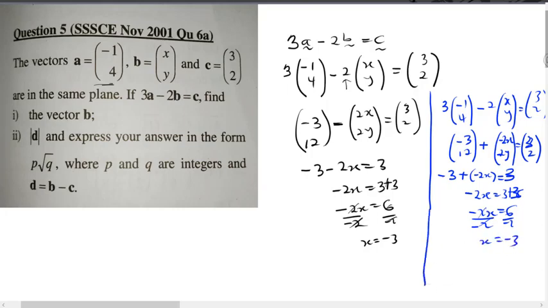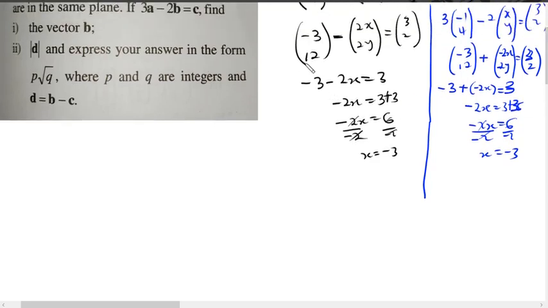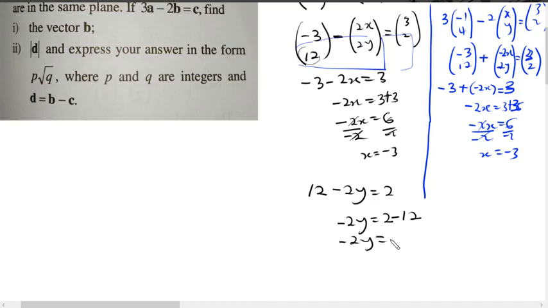So from here you can now find your y. If you consider this, that is the second part of the equation, that is 12. So you have 12 minus 2y equals 2. So you leave the minus 2y here, you have 2, you send the 12 to the right, you have negative 12, and then you have minus 2y equals negative 10. Divide both sides by negative 2, and you get y to be 5.